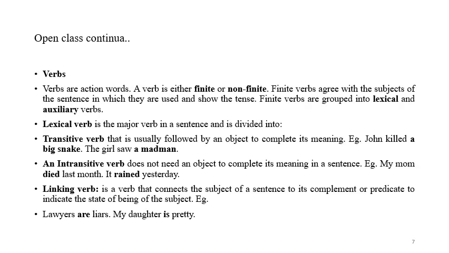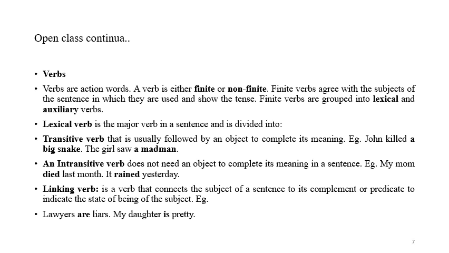Then we have verbs. All these are open class, as we say. Verbs are action words. We already know this, and there are finite verbs and non-finite verbs. Finite verbs agree with the subjects of the sentence in which they are used. So now, let's have these finite verbs. We say they agree with subjects, but it should be both in person and in number. You know what we mean by person? If the subject is first person, second person, or third person, that is person.